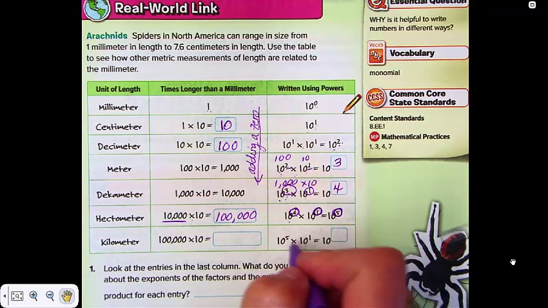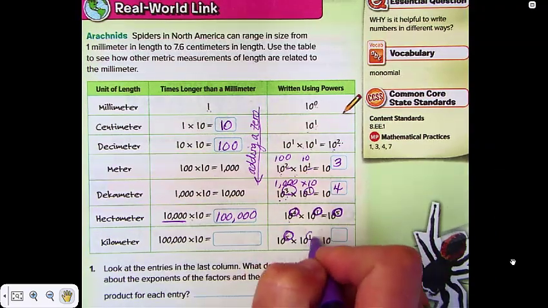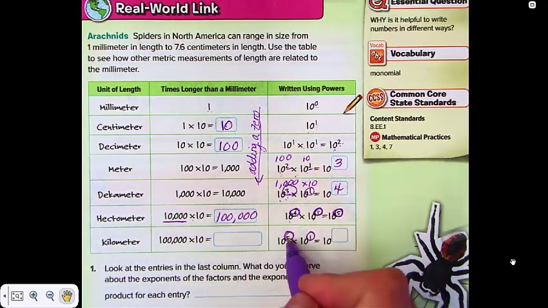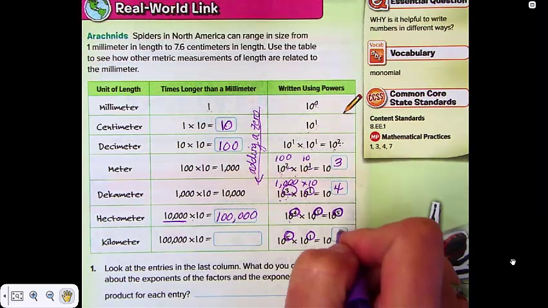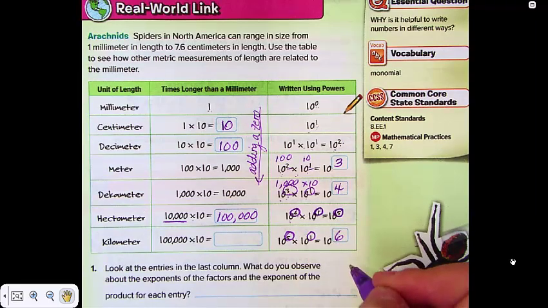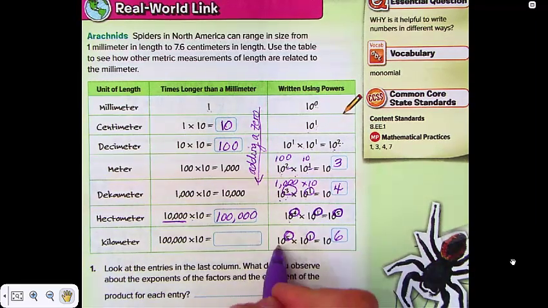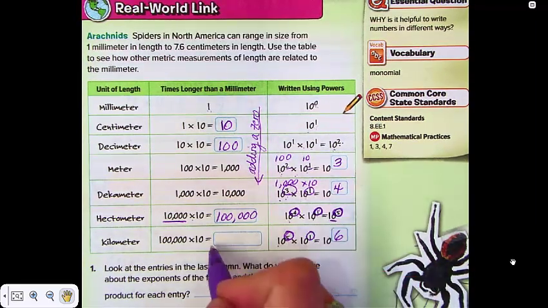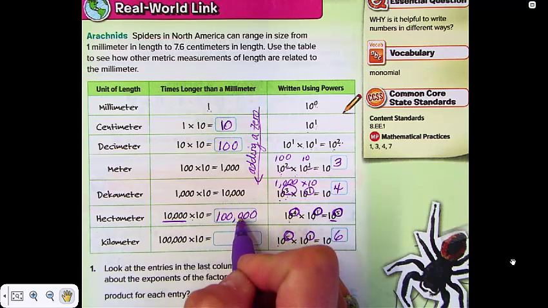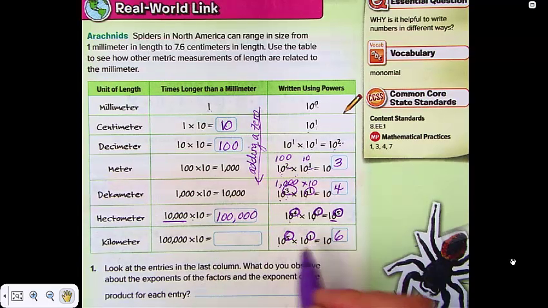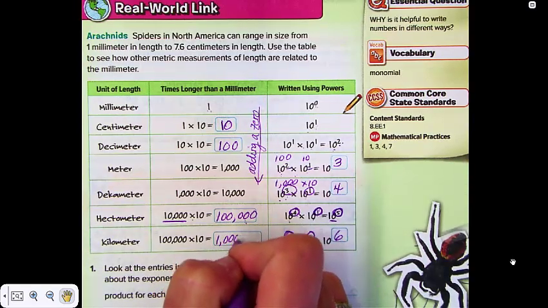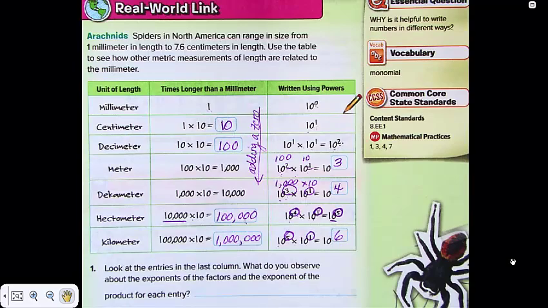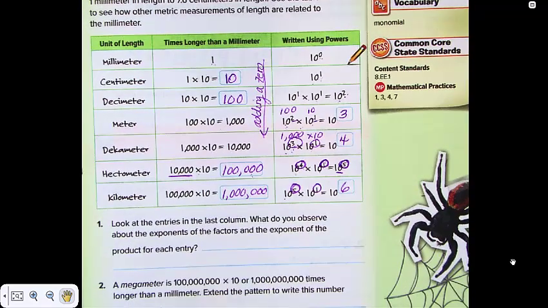So now let's look at this one. I have 10 to the fifth power times 10 to the first power. So I have 5 plus 1, which is 10 to the sixth power. A 10 to the fifth power, which is what I had up here, is 100,000. And I'm taking that times one more 10, or I'm adding another 0 to 100,000, and I end up with 1 million.